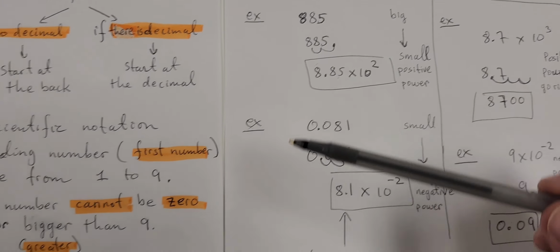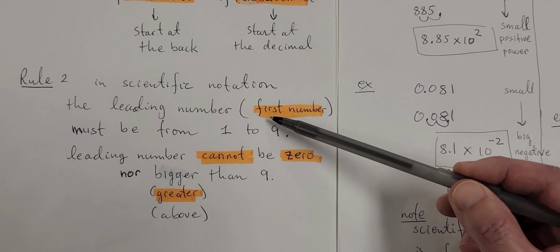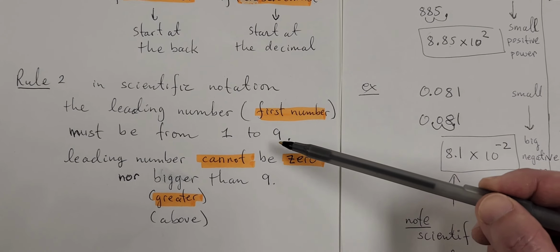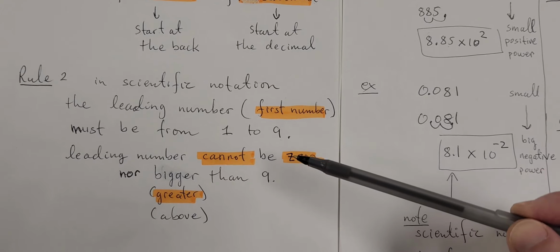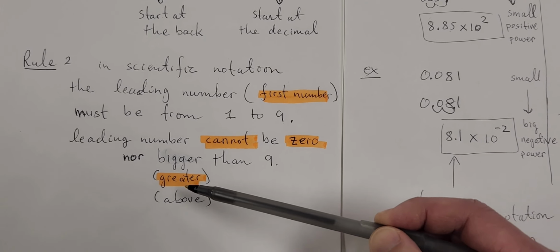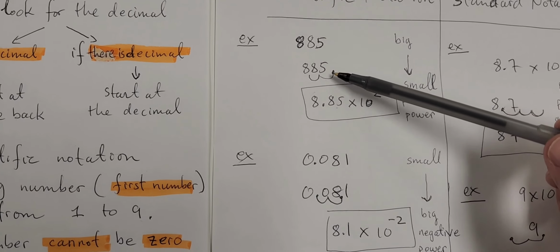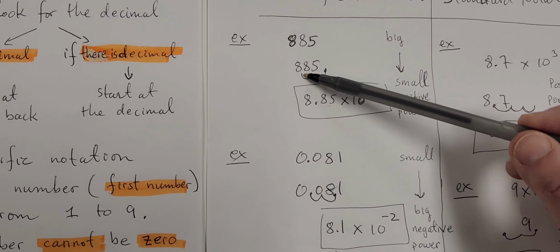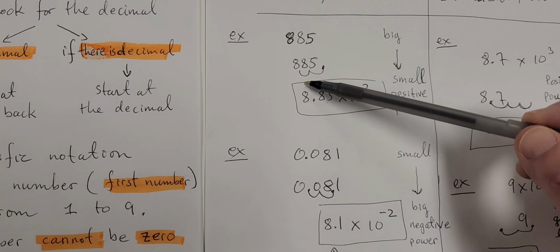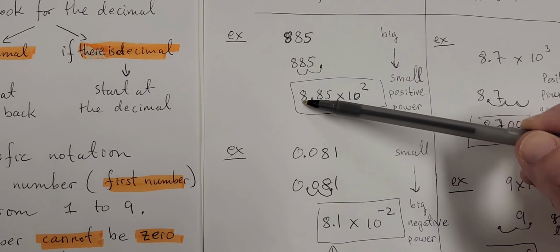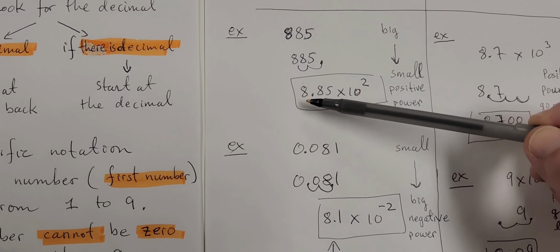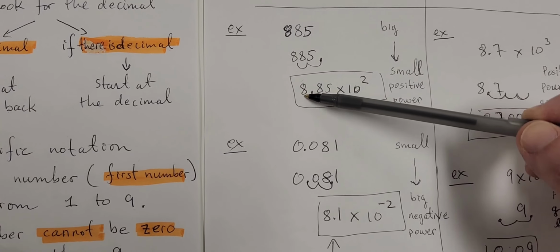So the first number right here is not 0 nor bigger than 9. So again, in scientific notation, the first number is between 1 and 9. It cannot be 0 and cannot be bigger than 9. As you can see here, the decimal is moved twice so that the first number is not 0 nor bigger than 9. So it is between 1 and 9.